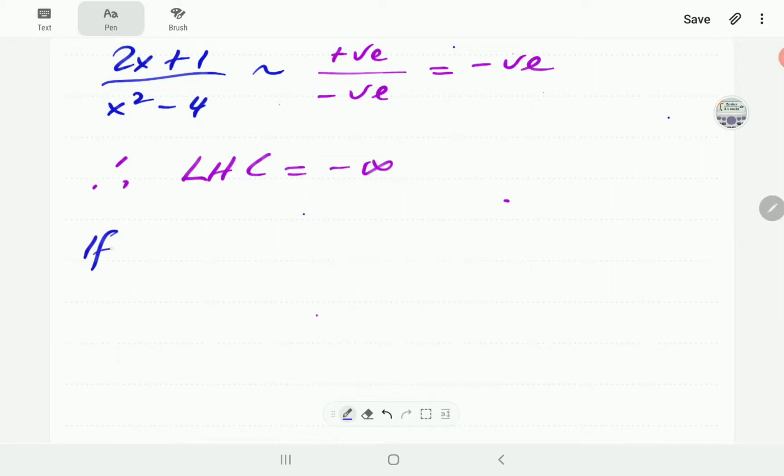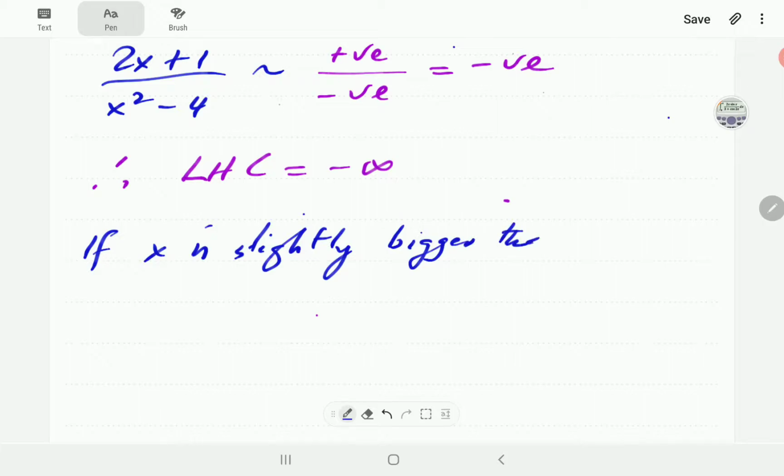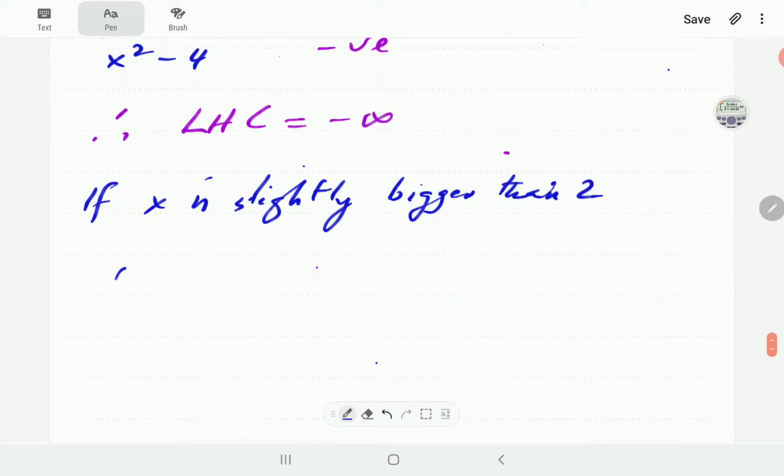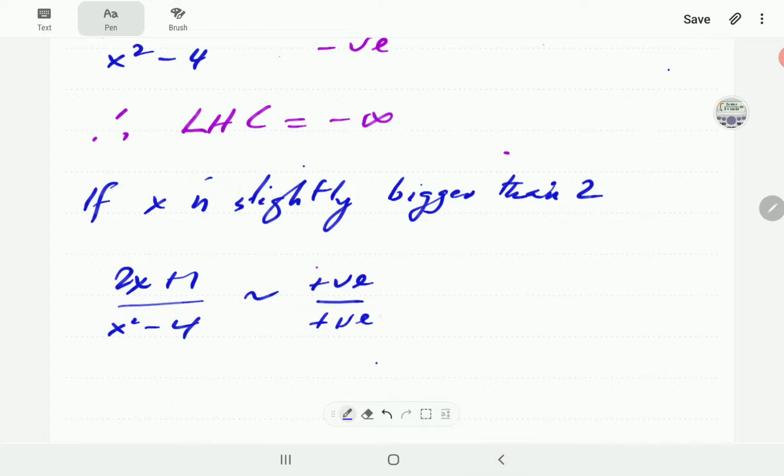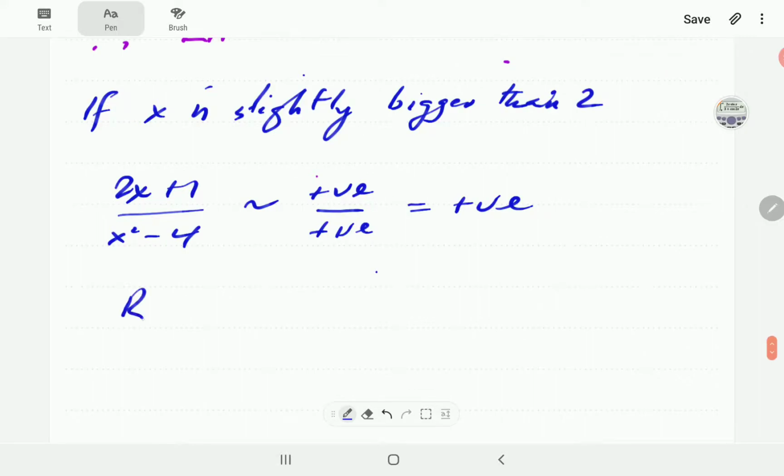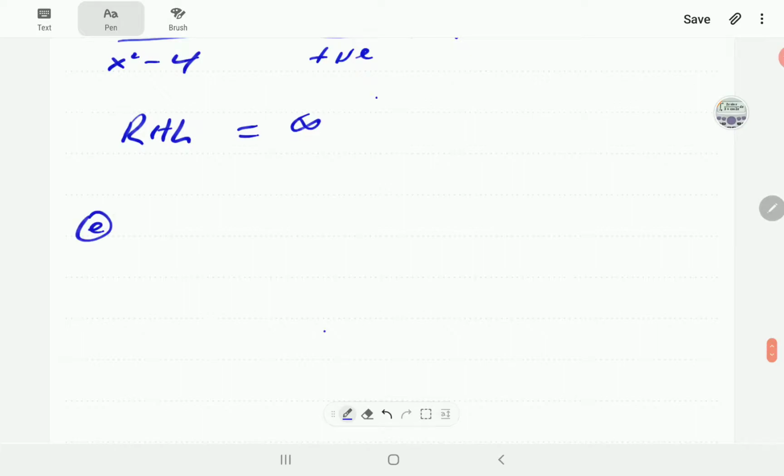Then on the right-hand side, if x is slightly bigger than 2, this time the numerator is still going to be positive. The denominator is now going to be positive, because this is now bigger than 4, so that's going to be positive as well. That tells us that the right-hand limit is going to be positive infinity. And therefore, we can now conclude exactly the same way as we did in the first method.